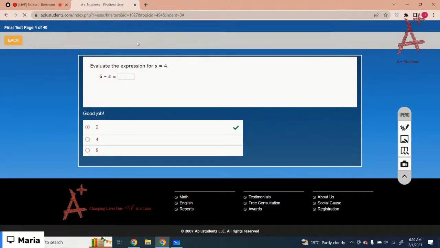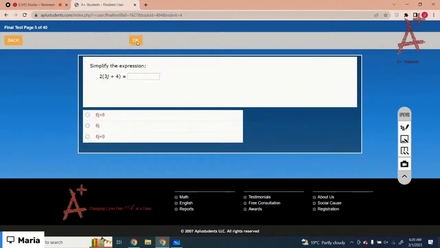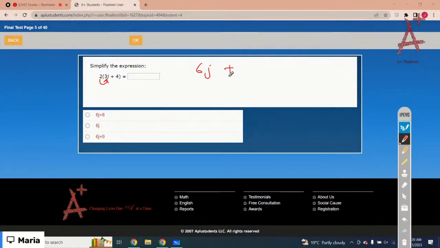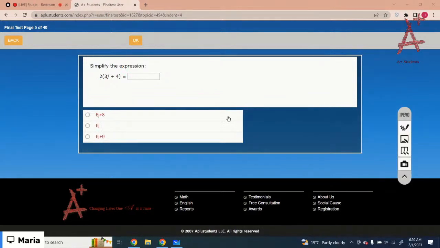Okay, the next one is simplify the expression. So you have to apply the distributive property. So according to the distributive property, you have to do 2 times 3j. 2 times 3 is 6. It would be 6j. Then you have to do 2 times 4. 2 times 4 is 8. So it would be 6j plus 8. Got it? The correct option is 6j plus 8. Option number 1 is the correct option. Just select the correct option and click on the OK button.